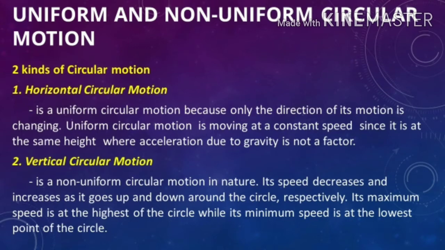Another kind of circular motion is vertical circular motion. Vertical circular motion is a non-uniform circular motion in nature. Its speed decreases and increases as it goes up and down around the circle respectively. Its maximum speed is at the highest of the circle while its minimum speed is at the lowest point of the cycle. In other words, vertical circular motion speed or acceleration is not constant and gravity is a factor.